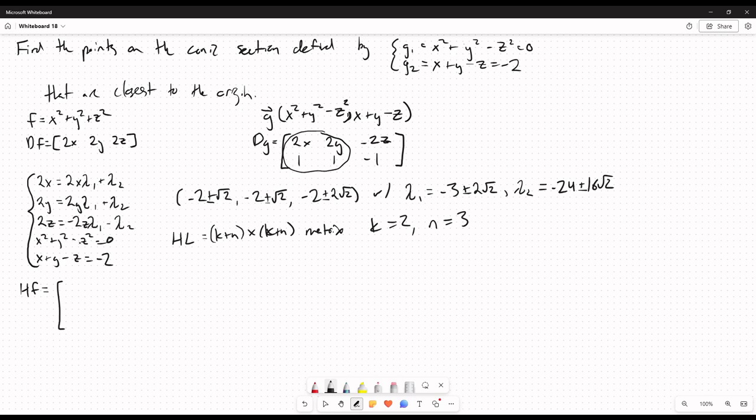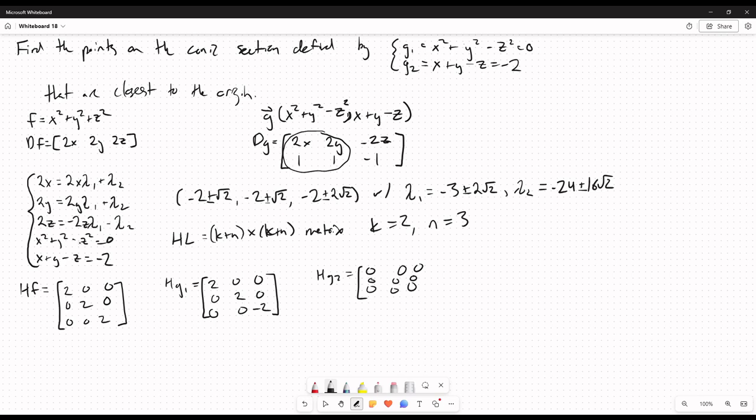the Hessian we would get is going to be the same Hessian we got earlier: 2, 0, 0, 0, 2, 0, 0, 0, 2. But now we can't just take the Hessian of G, we have to take the Hessian of G1 and G2 separately. So the Hessian of G1 is going to be 2, 0, 0, 0, 2, 0, 0, 0, negative 2. And the Hessian of G2 is just a whole bunch of zeros, because everything is constant there. So that's really nice.